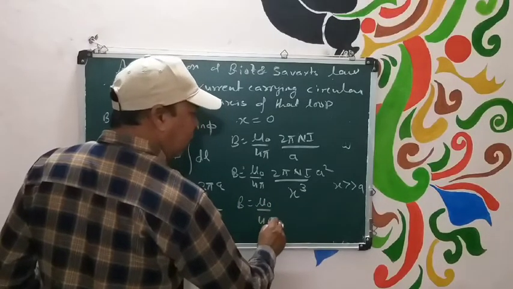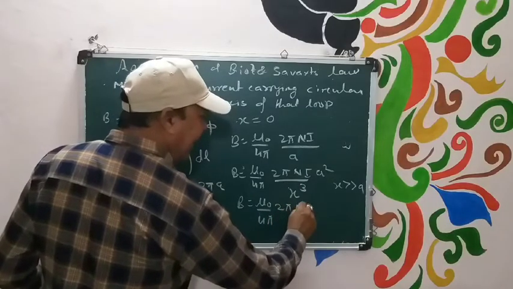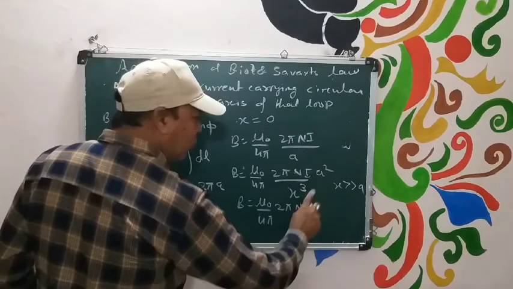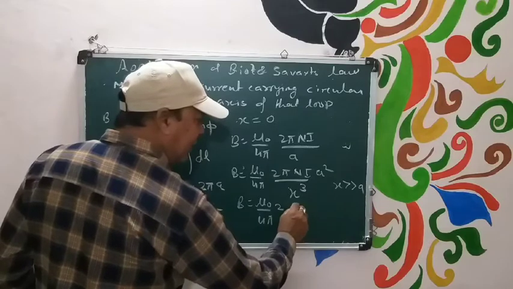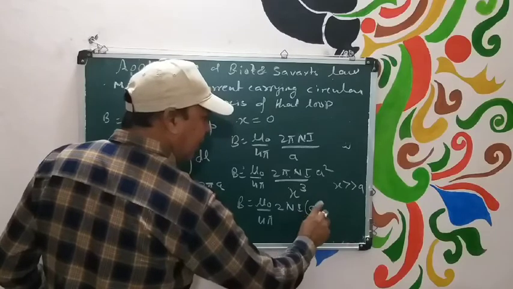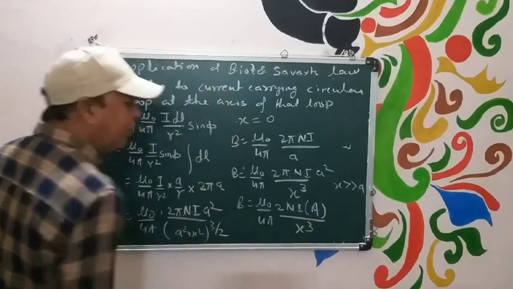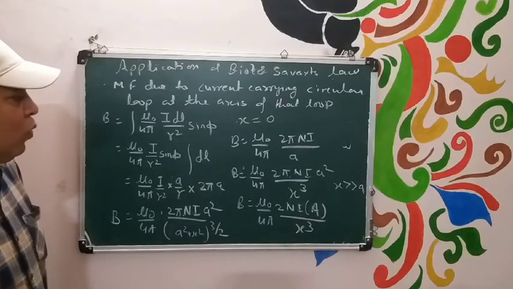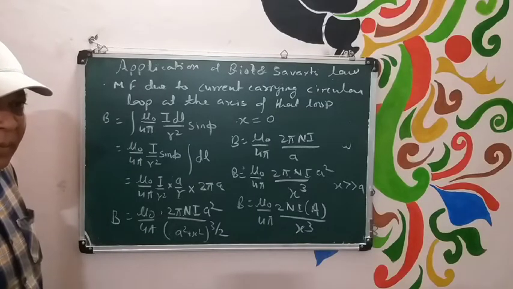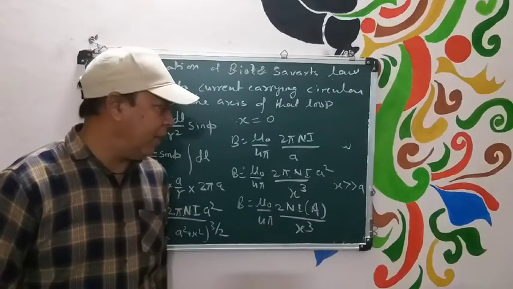म्यू नॉट अपॉन 4 पाई 2 पाई n I a square. n I a square means पाई a square को आप क्या लिख सकते हैं? पाई को भी हमने कैंसिल कर दिया. n I पाई a square, that is area of the coil. n I A by x cube. B is equal to mu naught upon 4 pi 2 n I A divided by x cube. ऐसा भी लिखा जा सकता है. क्लियर हुआ? पाई a square is ट्रांसफॉर्म इन एरिया ऑफ द कॉइल.